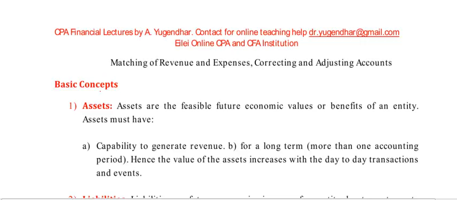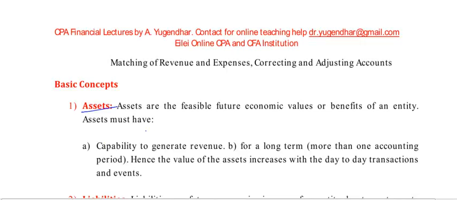Let us discuss the basic concepts of accounting. So first is asset. Here we are talking about fixed assets, other than cash. Assets are probable future economic benefits obtained by an entity which are producing or generating the revenue. Assets are feasible future economic values or benefits of an entity.